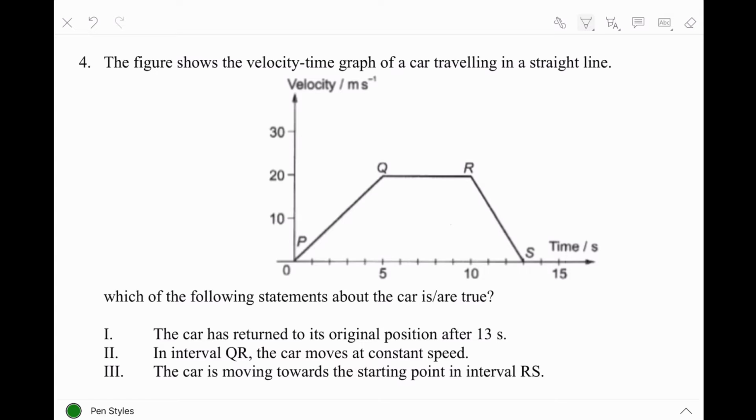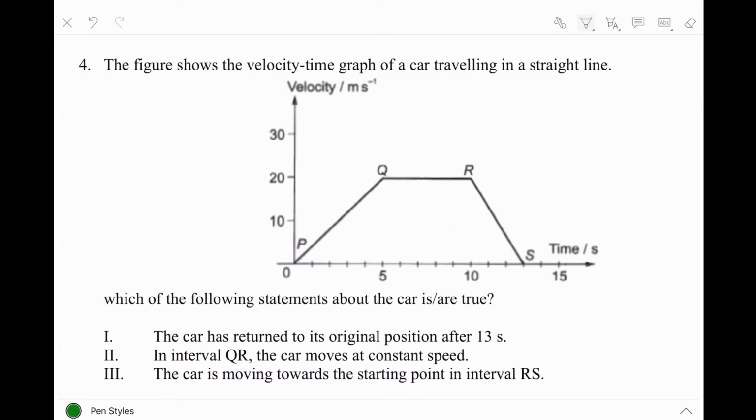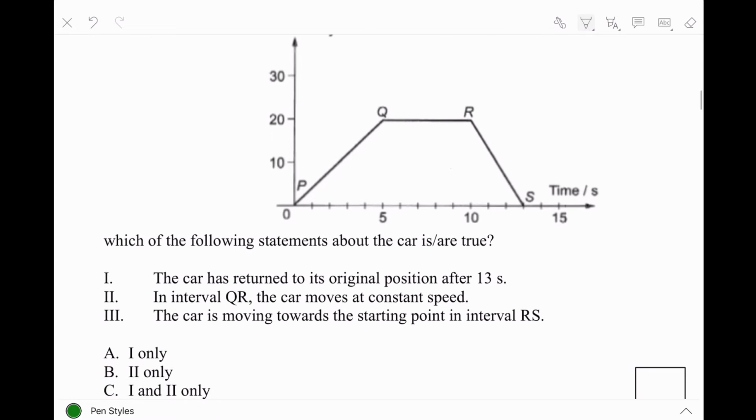Number 4. Now, the figure shows a velocity time graph again for a car traveling in a straight line. Which of the following statements about the car is or are correct? Now, with this type of question, you have to look at each statement, 1, 2, 3, each time, and determine true or false. So effectively, you are doing 3 true and false questions.